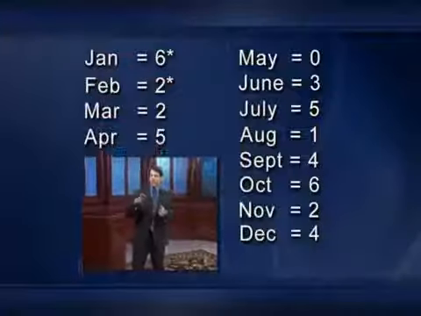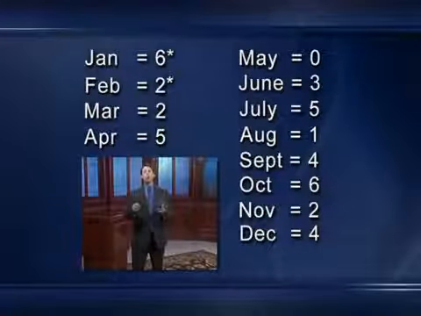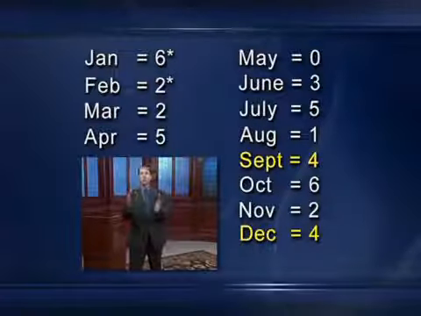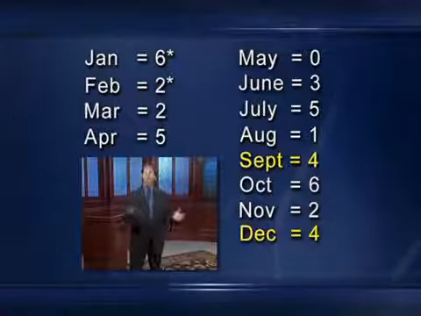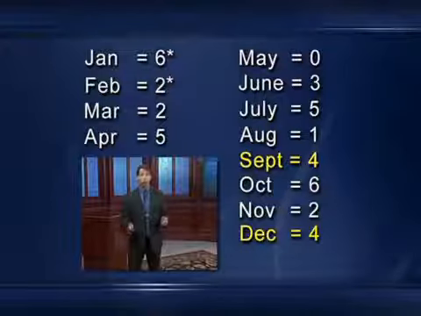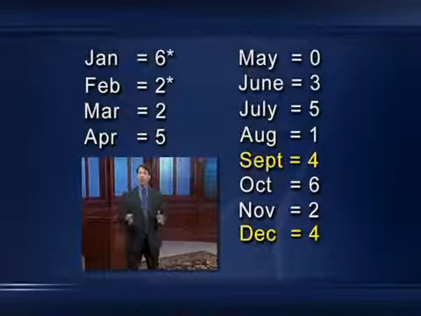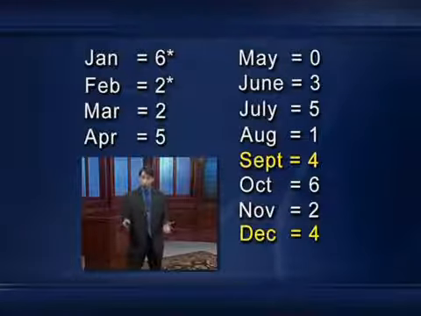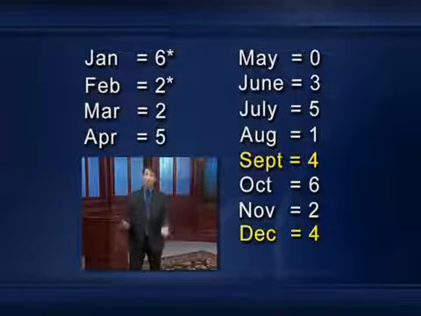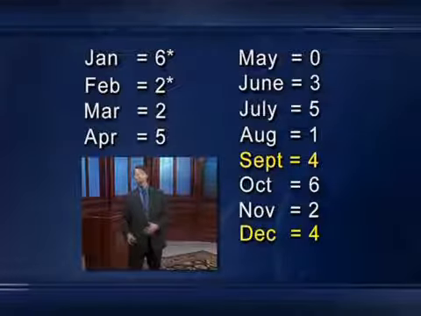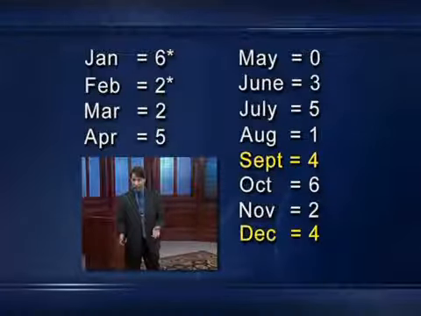And what they mean is this: months that have the same code number will start on the same day of the week. For example, notice that September and December both have a month code of 4. So in any given year, they will both start on the same day of the week. So if, for instance, this year September 1st is a Saturday, then December 1st will also be a Saturday.